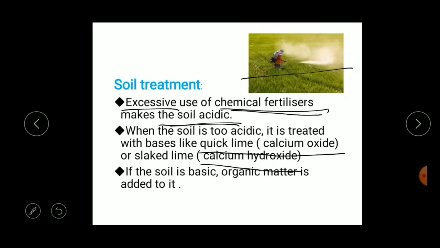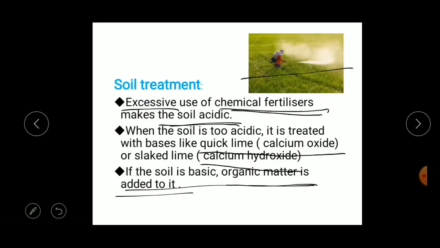Next one, if the soil is basic, organic matter is added to it. In case the soil becomes basic, a farmer uses organic matter, that is called compost. Did you hear the word compost? Can you tell me what is the meaning of compost? Compost means decayed organic materials used as a fertilizer for growing plants. And this compost releases acids which neutralize the basic nature of the soil.